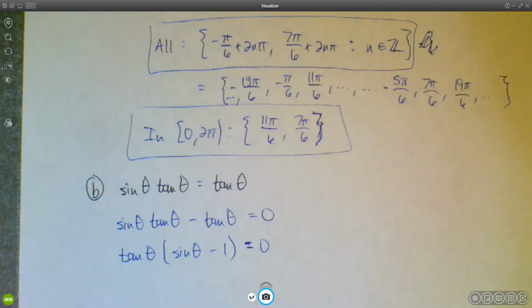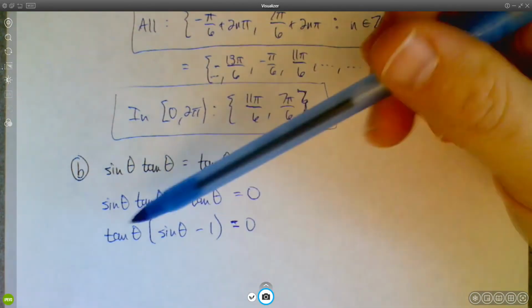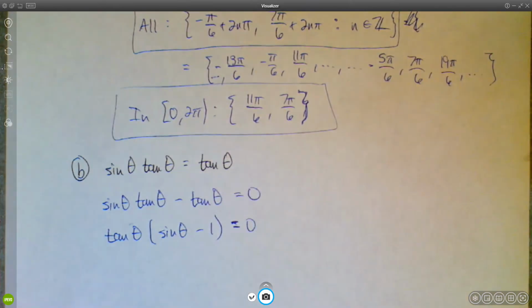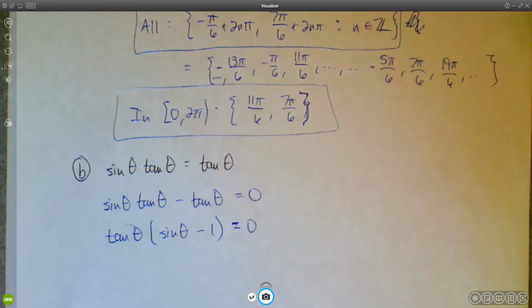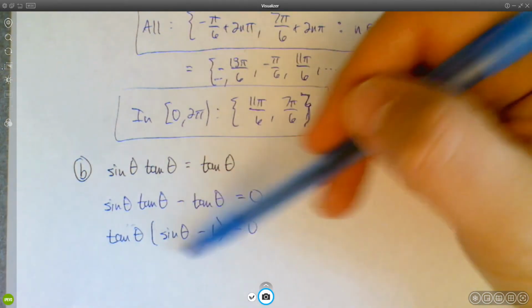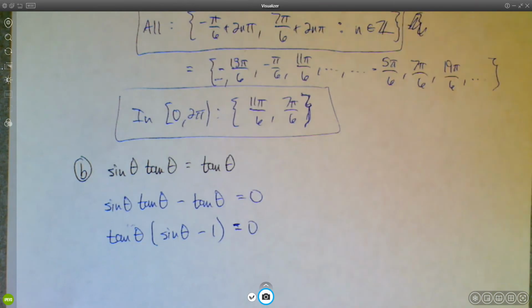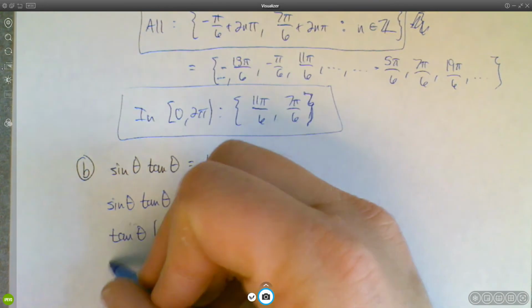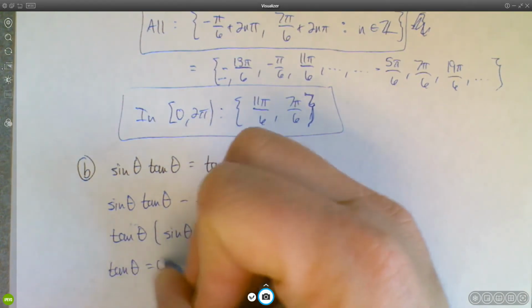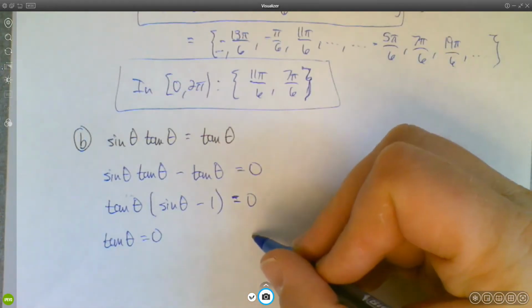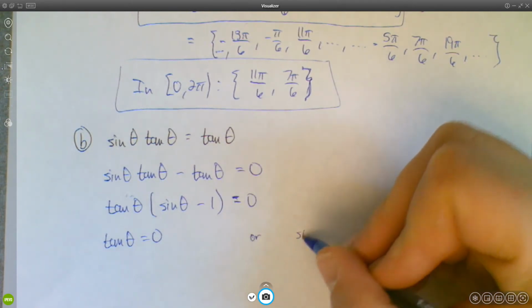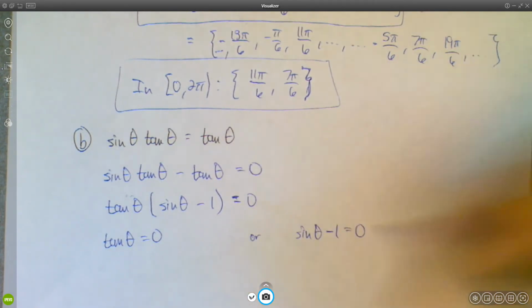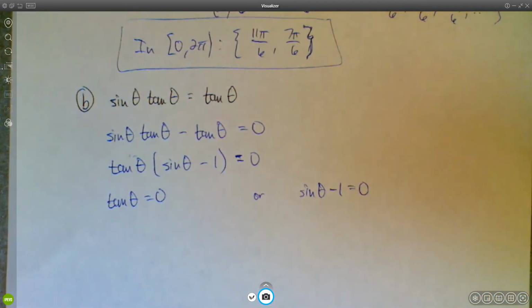Okay. The reason that you do that is because now you have a statement that says this thing times this other thing equals 0. The only way that can possibly be true is if one of the things is 0. So either tangent theta is 0 or sine theta minus 1 is 0, right? That's the zero product principle. So I'm going to say tangent theta equals 0, and then maybe leave myself some space, or sine theta minus 1 equals 0. Okay, so now I've split it up into two easier equations to solve.